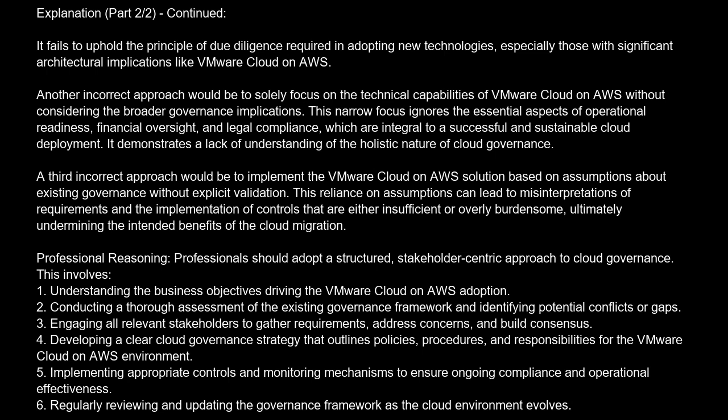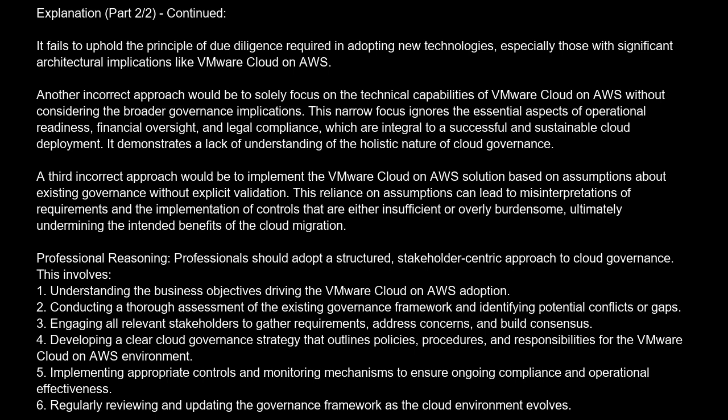VMware Cloud on AWS. Another incorrect approach would be to solely focus on the technical capabilities of VMware Cloud on AWS without considering the broader governance implications. This narrow focus ignores the essential aspects of operational readiness, financial oversight, and legal compliance, which are integral to a successful and sustainable cloud deployment. It demonstrates a lack of understanding of the holistic nature of cloud governance.